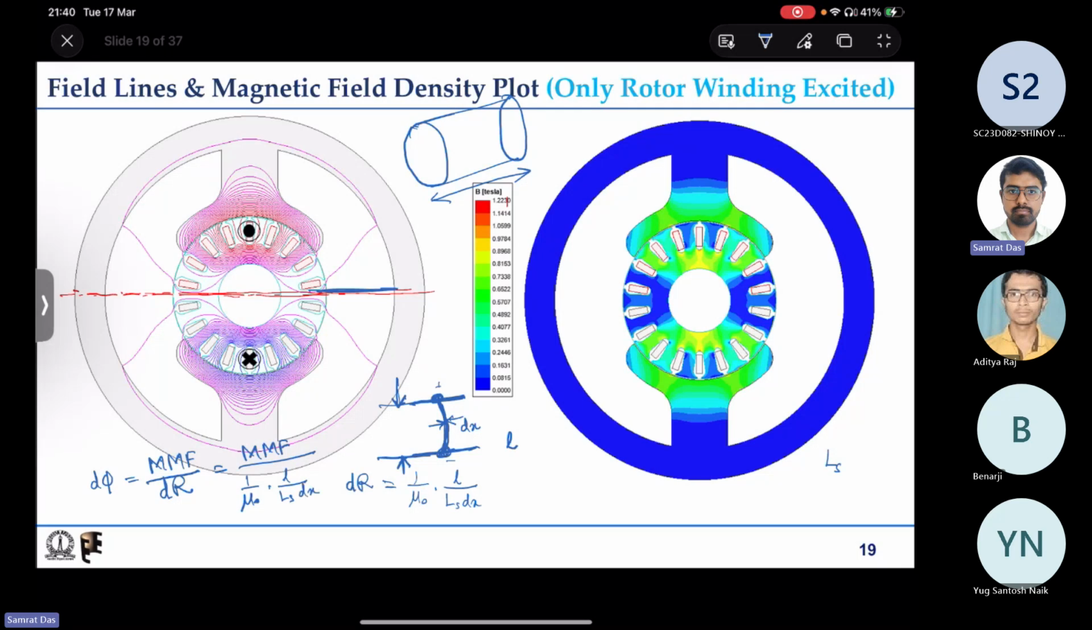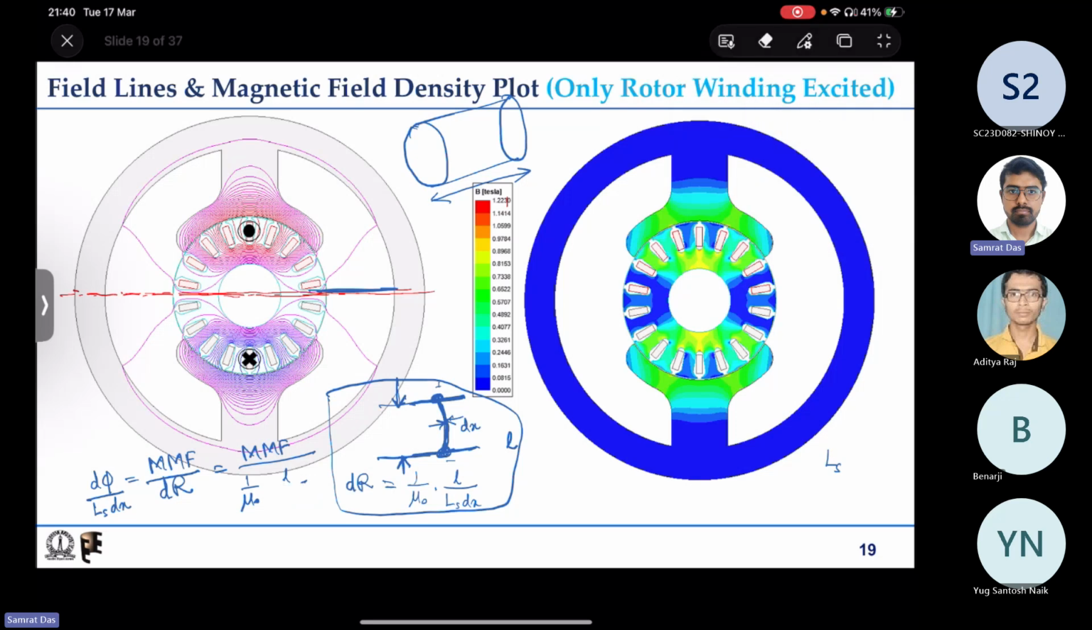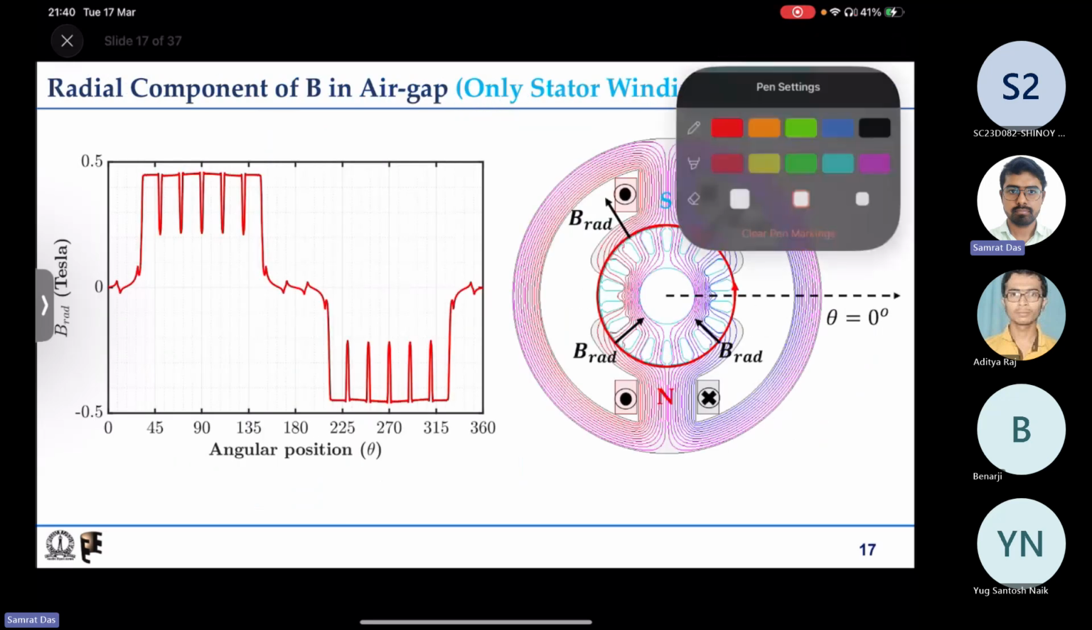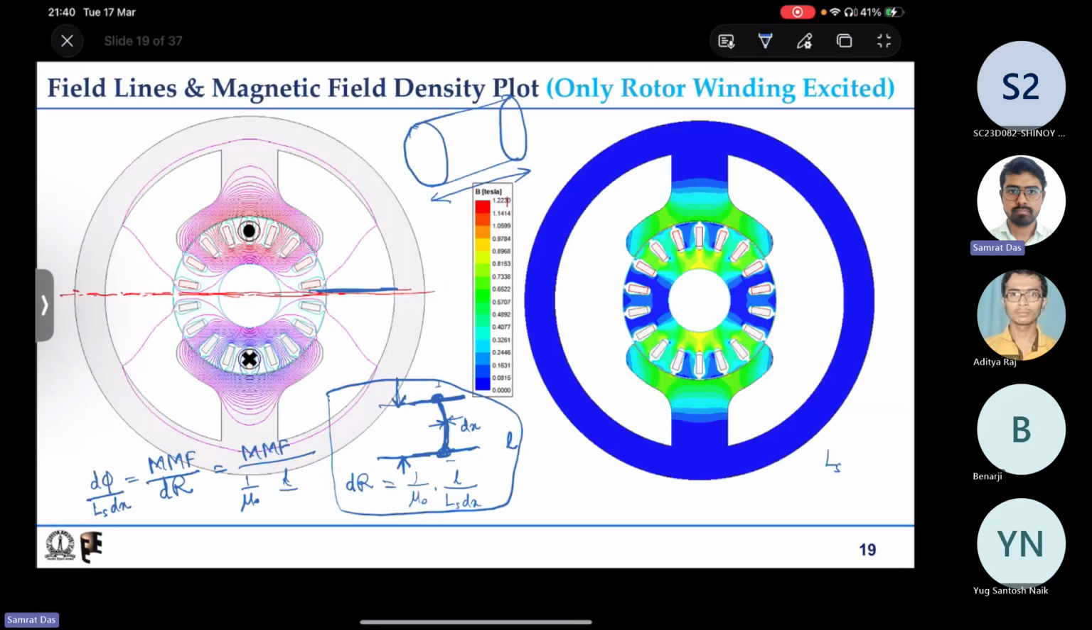This part is separate, so I'll take this dx into ls, that is the infinitesimal area. If it goes to this side, it will become ls into dx, right? I'll erase this portion. So we are left with L here.